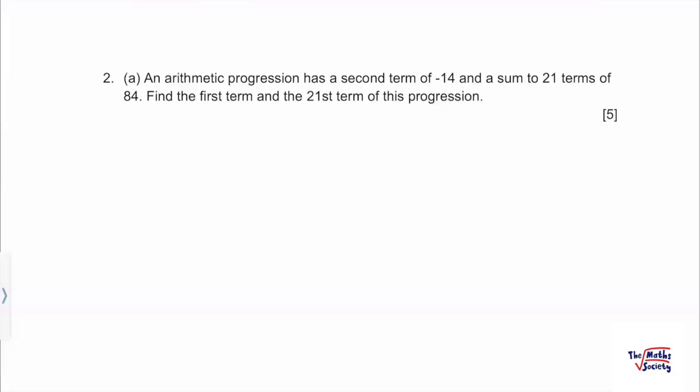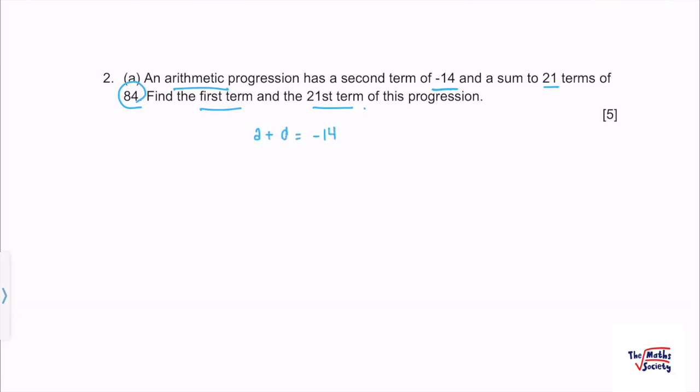Okay, so moving on to number 2, it says an arithmetic progression has second term equal to minus 14 and sum of 21 terms of 84. Find the first term and the 21st term. So we need to find the first one first. We know the second term is a plus d, which equals minus 14, yeah?